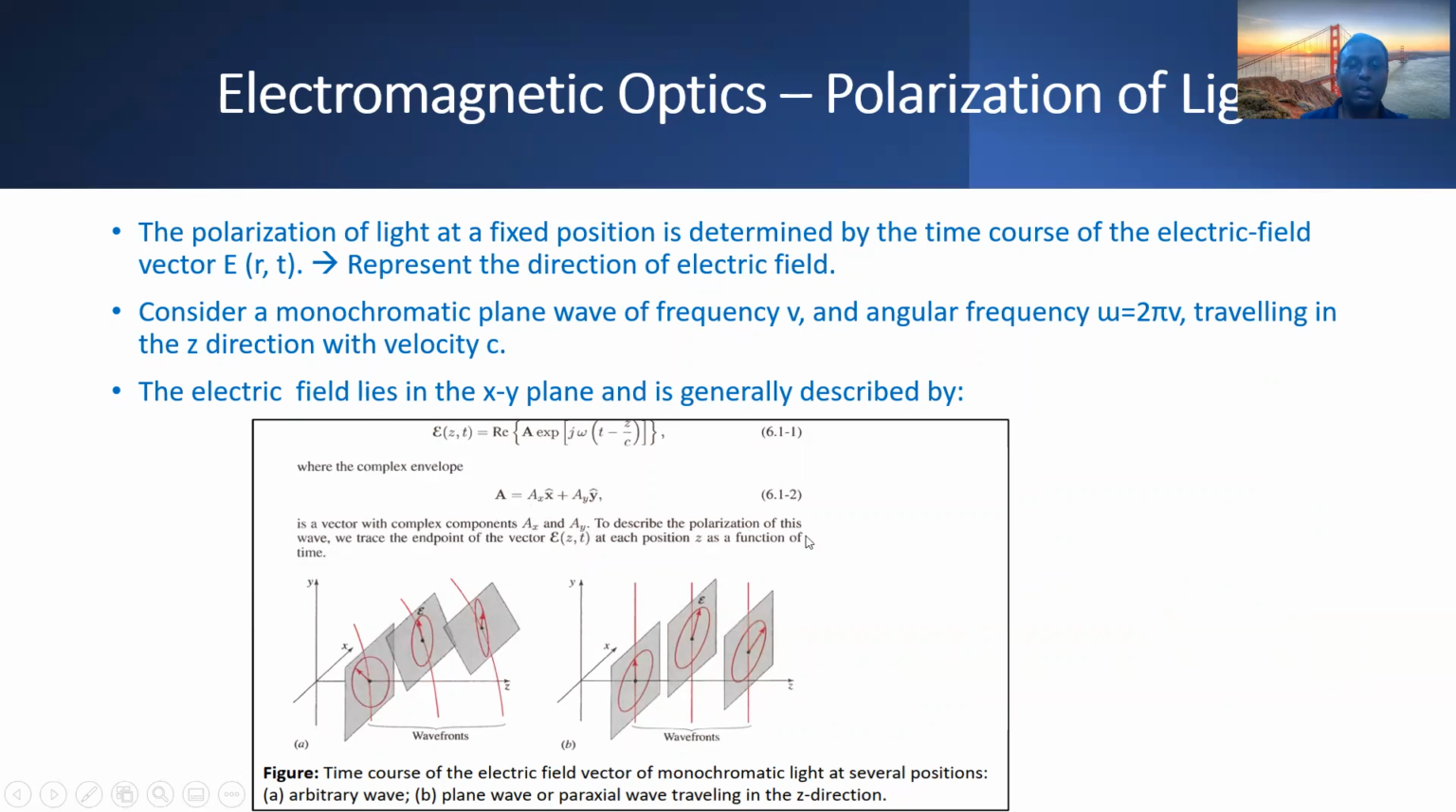To describe the polarization of this wave, we trace the endpoint of the vector at each position z as a function of time t. Figure A here is the time course of the electric field vector of monochromatic light at several positions. A is an arbitrary wave, and B is the plane wave or paraxial wave traveling in the z direction.